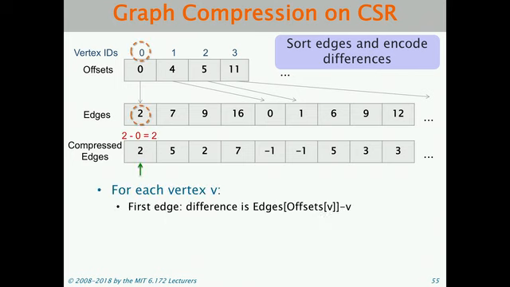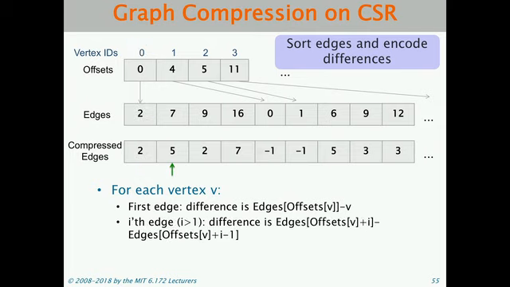For example, for vertex 0, the first edge is going to have a value of 2 because we take the difference between the target and the source, so 2 minus 0 is 2. Then for the next edge, we take the difference between the second edge and the first edge. That's 7 minus 2, which is 5. And then similarly, we do that for all of the remaining edges.